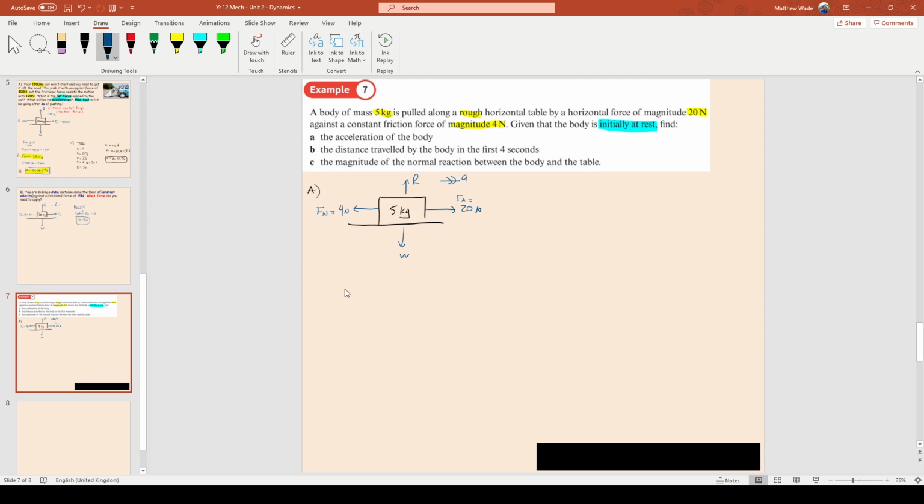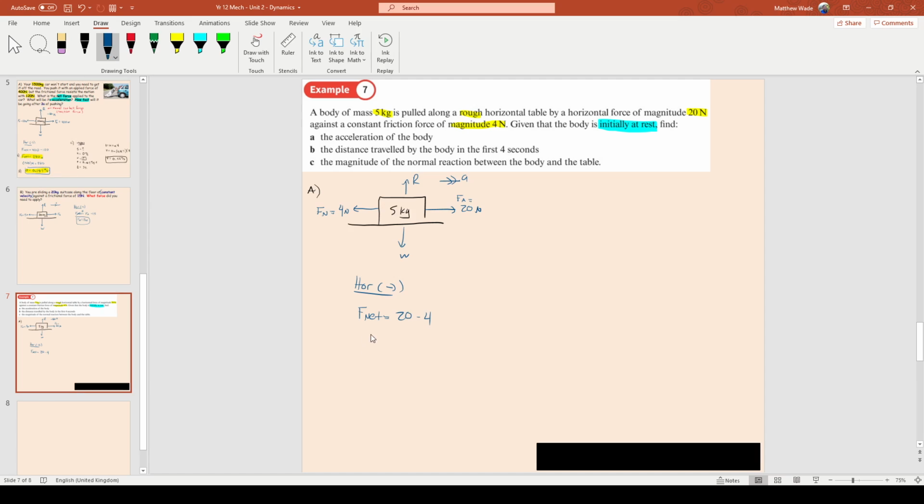We're after the acceleration. So what do we do? Well, horizontal. Pick a direction to be positive. Right. The direction of acceleration is always a good way to pick. It makes it easier. You don't get negative numbers then. So here we go. F net is going to equal, the right force is 20, the left force is 4.